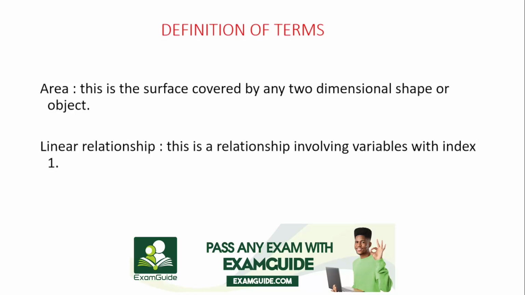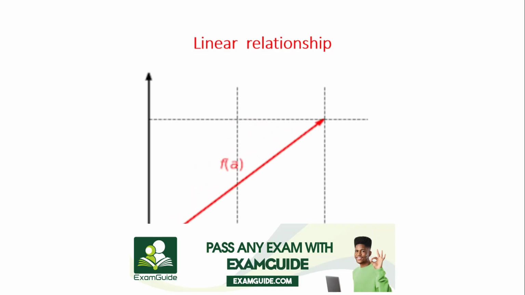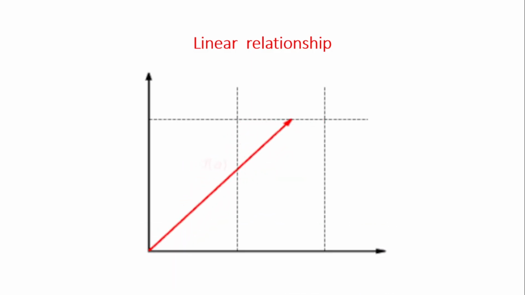Let's go ahead and look at it. A linear relationship. F of A is being plotted here. This is a straight line graph, okay? Linear. You can watch the video. You see the way it's going. Okay, now let us consider the other case.